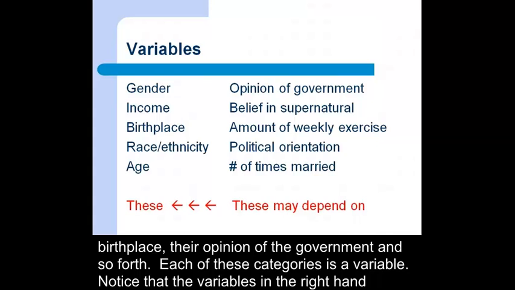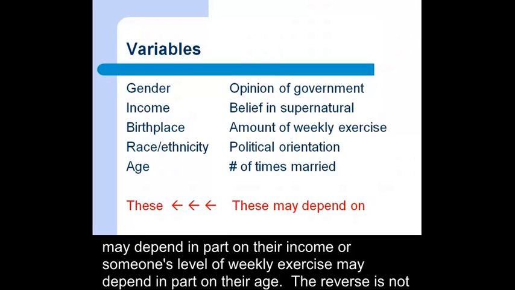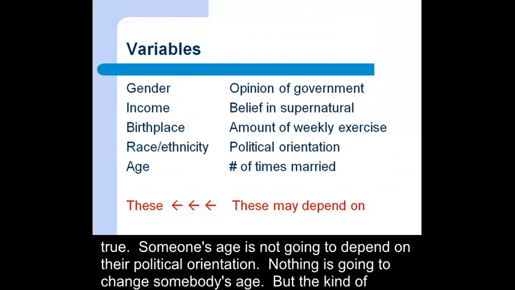Notice that the variables in the right-hand column may depend on where someone falls into the categories in the left-hand column. For example, someone's opinion of the government may depend in part on their income, or someone's level of weekly exercise may depend in part on their age. The reverse is not true. Someone's age is not going to depend on their political orientation. Nothing is going to change somebody's age.